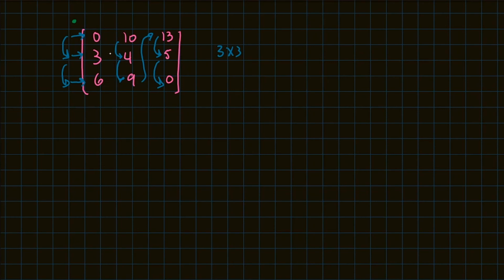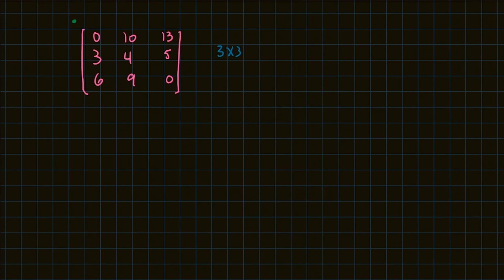Some people, you'll see that they work across the columns first, so they'll start at 0, they'll go to 10, and then they'll go to 13, and then they'll come back around to 3, go to 4, go to 5, and so on. Either way works fine. It's just the starting point is the most important part.